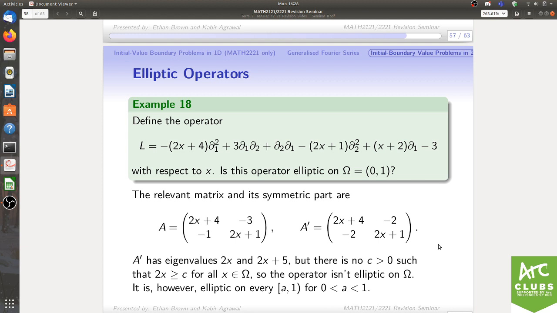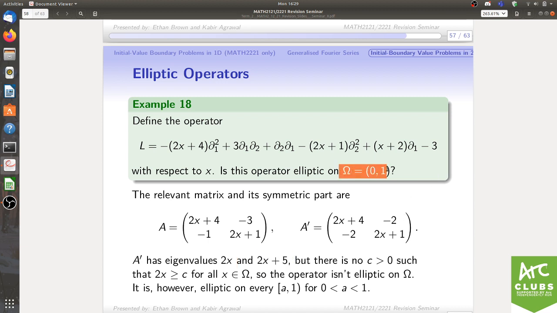The symmetric part will be given by this. I suppose the diagonal elements will be the same, and then you just have to work out the other two terms so that we get a symmetric matrix. So it's just going to be the average of the two terms. So you get negative 2, negative 2. The eigenvalues of this matrix, using some linear algebra and the determinant idea, you can solve for and get 2x and 2x plus 5.